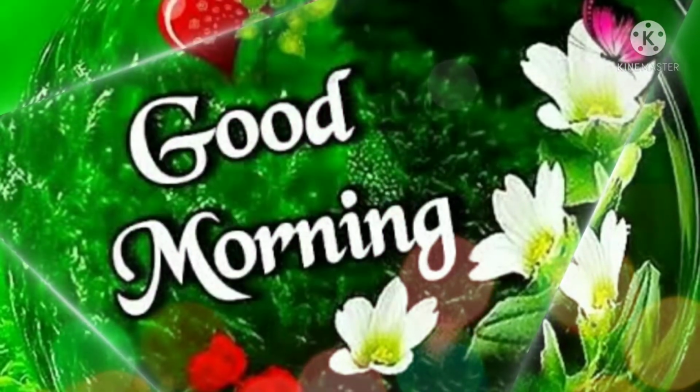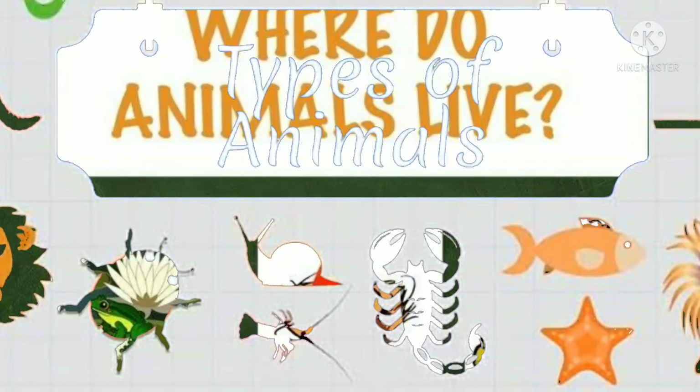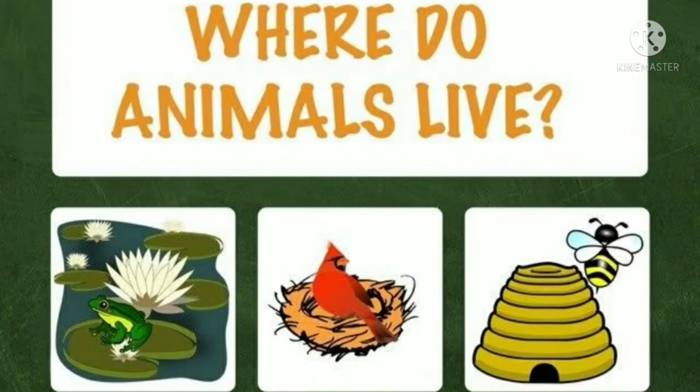Children, in the previous class we have learned types of animals based on the absence or presence of a backbone. Isn't it? Hope you all have learned that portion. Children, today we shall learn where animals live.